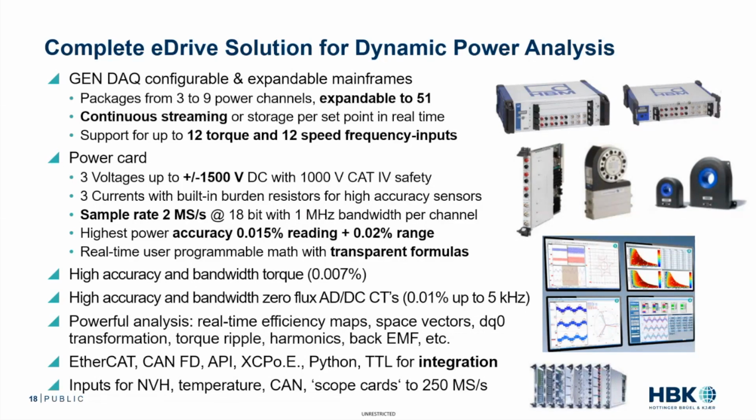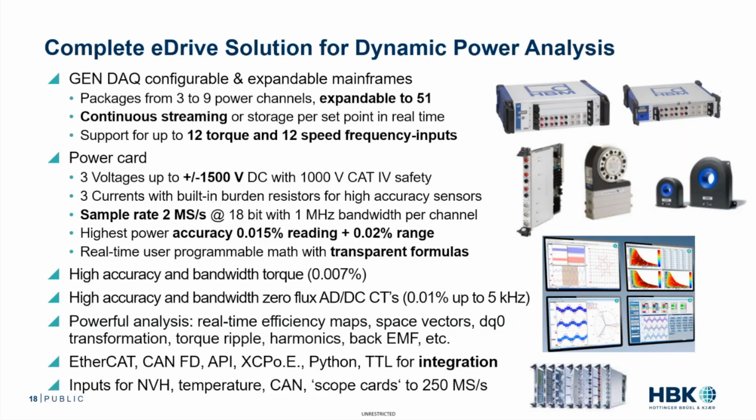So for example, here at HBK, we offer a really nice complete package from sensor to the power analyzer and all the way through to the analysis. So what you have in this particular case, configurable and expandable mainframes, and some really nice packages. Most common packages, a lot of customers are using anywhere from 3 to 9 power channels, but you do have customers once in a while that need to expand to higher counts, and this solution here can expand up to 51 power channels if needed.